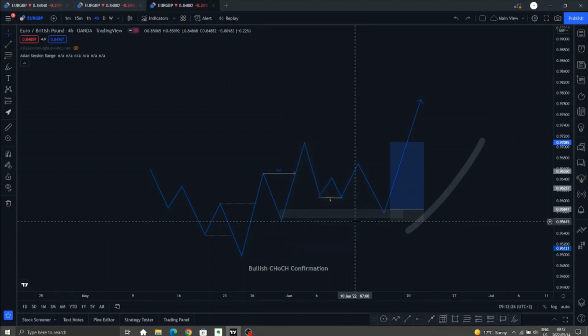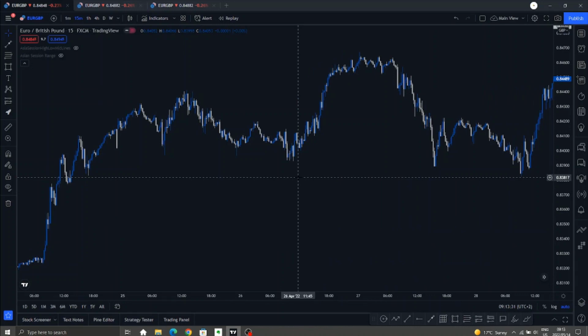Okay, so what I'm going to do now is go over to the charts and give you a very quick practical demonstration of what change of character is, and how sometimes the confirmation plays out and how other times the confirmation does not play out. All right, so let's look at a quick example here on Euro GBP on the 15-minute chart.